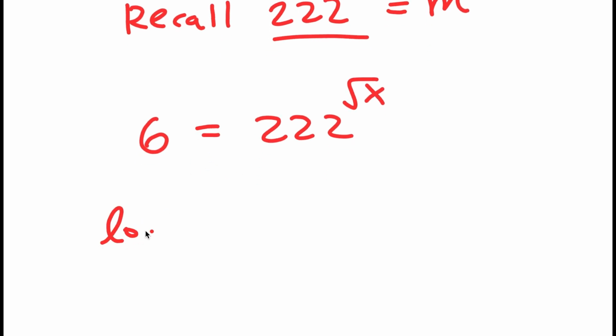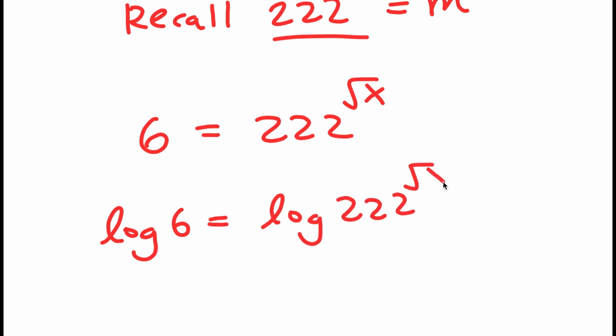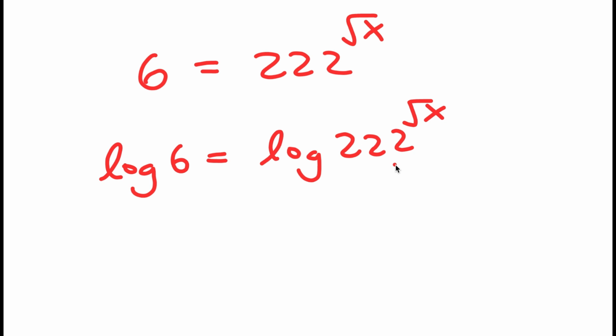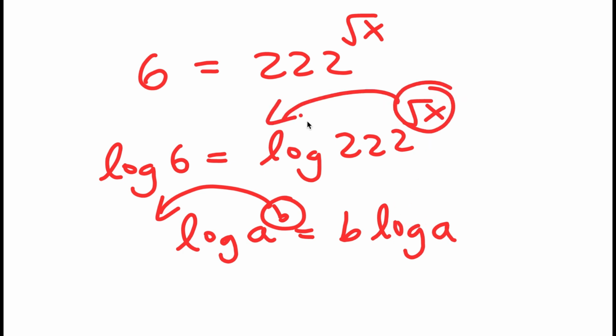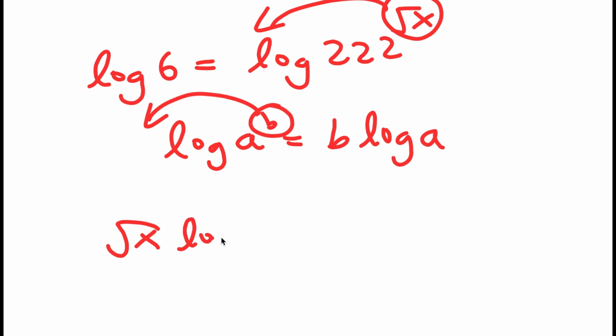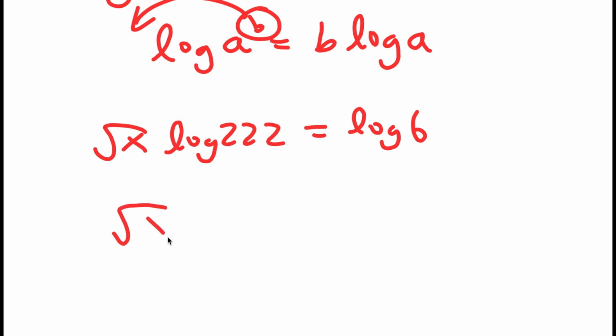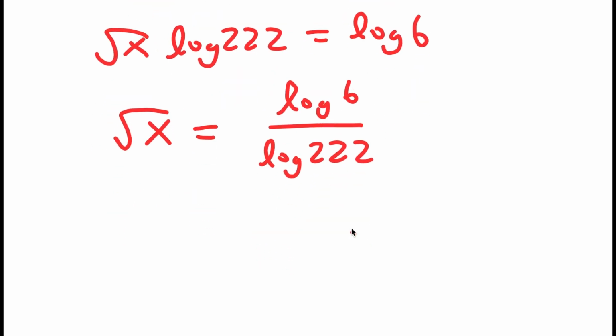So to solve this, I'm going to take the log on both sides. So I get log 6 is equal to log of 222 to the power of root x. And now if I have something in the form log a to the power of b, I can move this exponent b to the front. So this turns into b times log a. So in this case, I can move the square root of x to the front. So I get the square root of x times log 222 is equal to log 6, meaning the square root of x is equal to log 6 over log 222.